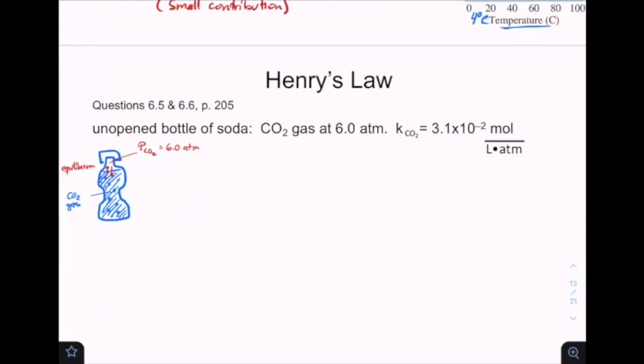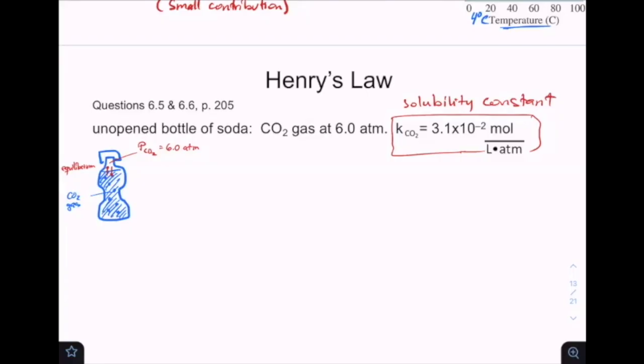Well, here it's given to you. So for carbon dioxide gas, here's the solubility constant. This tells us that, temperature aside, for every liter of solution at 1 atmosphere, we can get 3.1 times 10 to the minus 2 moles of carbon dioxide gas dissolved. That's what that number is telling us.